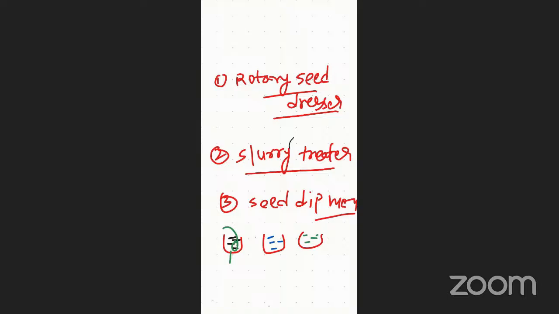Yes, sir. Another easy one is 6.4, treatment with a biological agent. What can you understand from it? How does the biological agent treat the seeds?